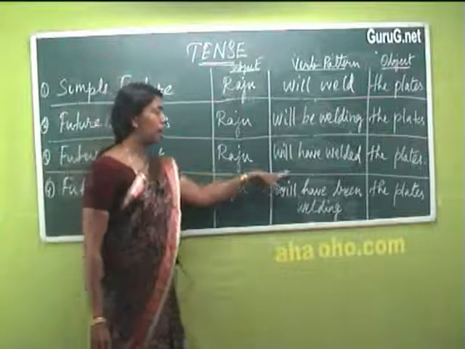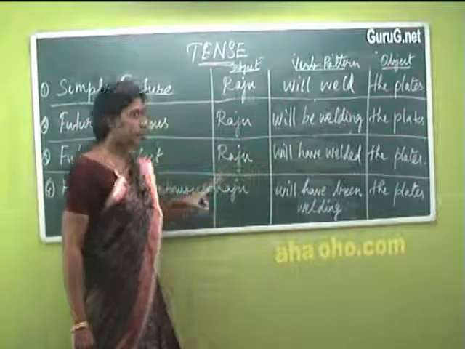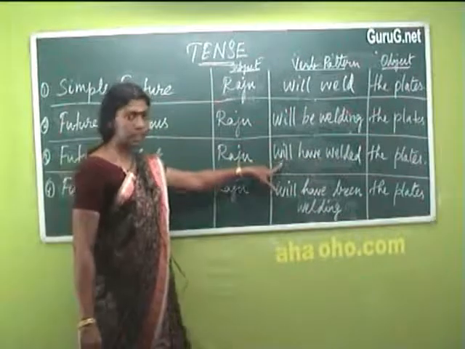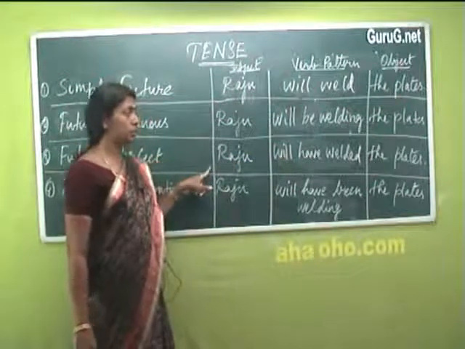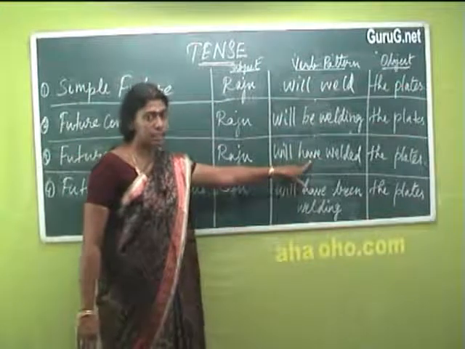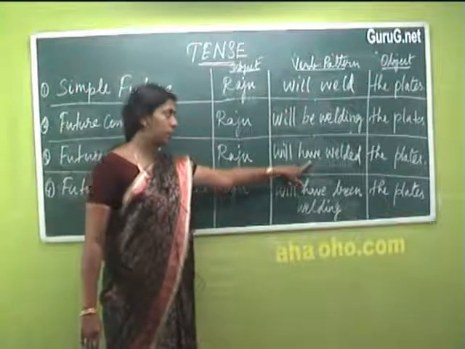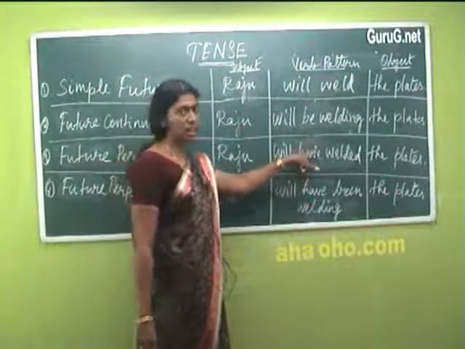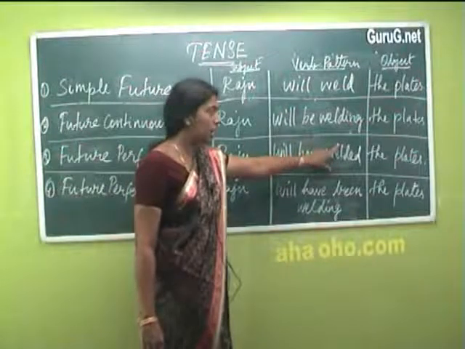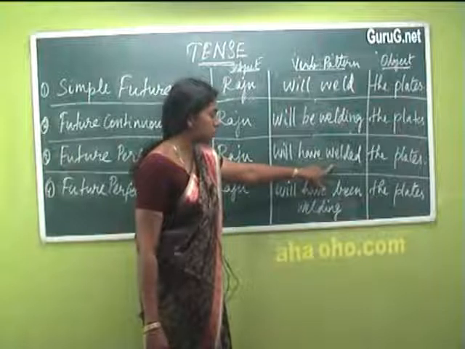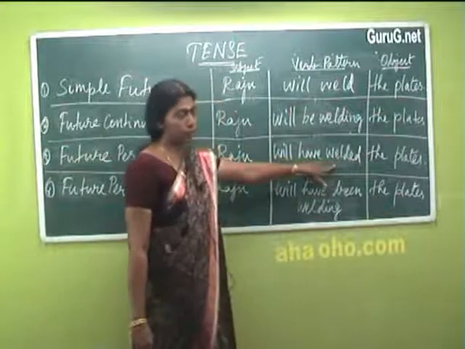Raju will have welded the plates. This is the third example given. So usage of will tells you it's future tense, and that this tense is future perfect. The usage of the perfect tense auxiliary have tells you the tense is perfect. And immediately after have or has, if we are giving a root verb, it should be in past participle. We have seen it already. So according to that rule, I'm giving a past participle verb form here.